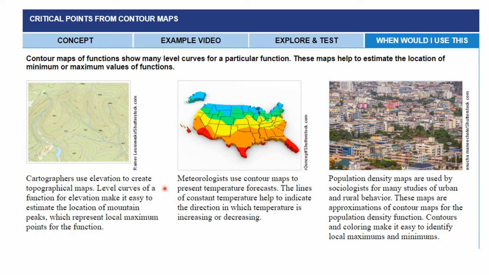Similarly, meteorologists use contour maps to present temperature forecast. The lines of constant temperature help indicate the direction in which the temperature is increasing or which direction it is decreasing. And population density maps are used by sociologists for many studies of urban and rural behavior. These maps are approximations of contour maps for the population density functions. Contours and coloring can make it easy to identify local maximums and minimums.